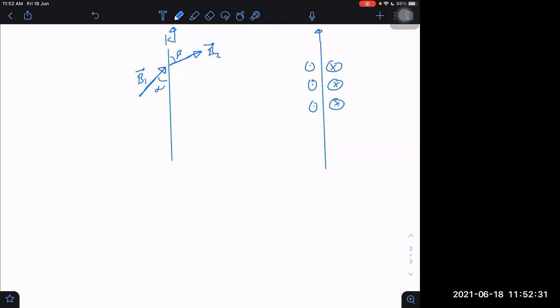If these are the fields here, then I can say that this component has to be equal to that component. B1 cos alpha will be equal to B2 cos beta, I think so. And the parallel component will also be the same in this case. Parallel component can also not be different.